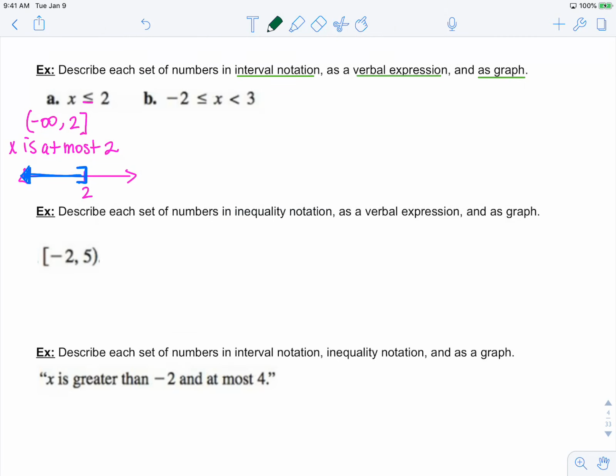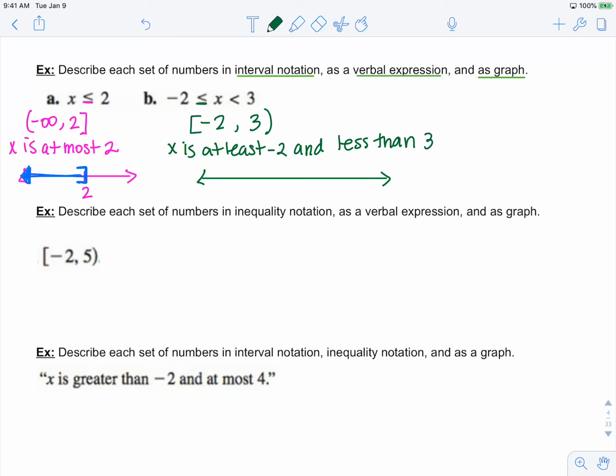Looking at part B, first in interval notation, I see my lower bound is negative 2 and my upper bound is 3. I am not equal to 3, so I'll put a parenthesis, but I am equal to negative 2, so that's a bracket. So I will say in verbal expression, x is at least negative 2 and less than 3.